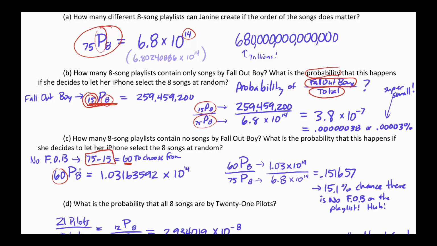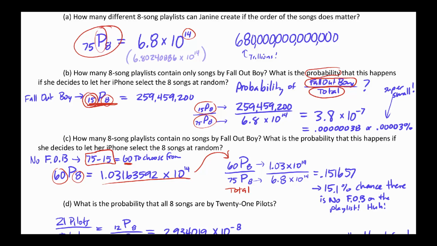So I have 60 that I can choose from. The order matters, and I'm choosing 8 of them. So that's this number right here, 1.03 times 10 to the 14th. That's a lot of different ways that we can have this playlist work itself out. Again, if I'm trying to find the probability that there are no Fall Out Boy songs, this number needs to go on the top. This is out of the total of 75 songs, and I'm choosing 8 of them.